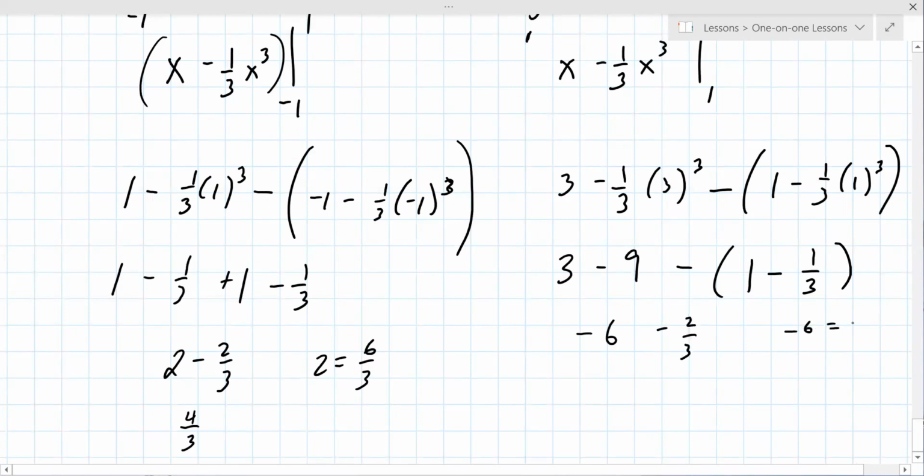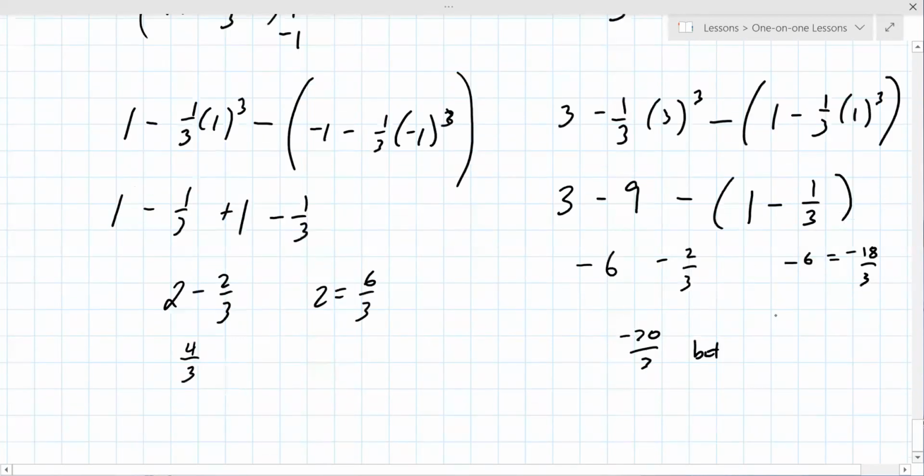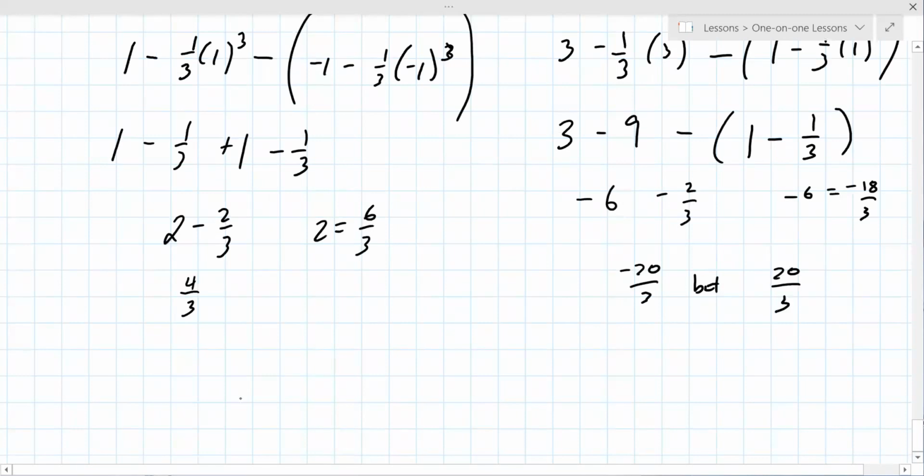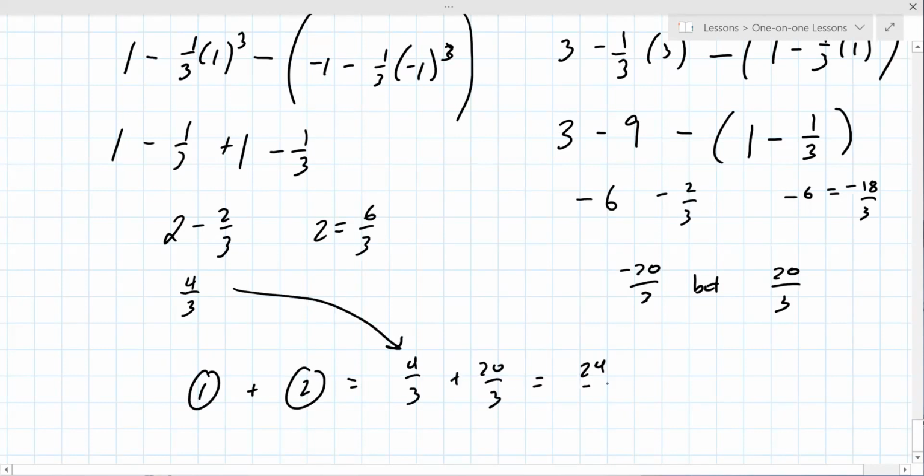Negative 6 is equal to negative 18 over 3. So this becomes negative 20 over 3, but we make it positive, so it becomes positive 20 over 3. Area 1 plus area 2 is 4/3 plus 20/3, which equals 24/3, which equals 8.